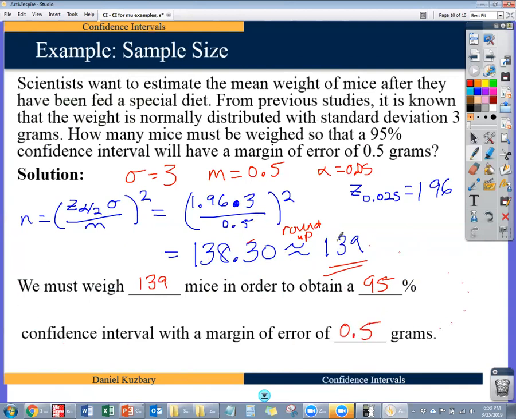So this is what you're going to tell your supervisor or whoever you're asking money from: I need this many mice in order to give you the confidence interval you want. So that's a really powerful way to use the confidence interval formula to answer practical questions. How big of a sample do I need in order to do this well? So that's how you do that.